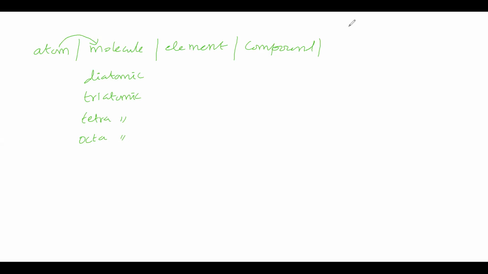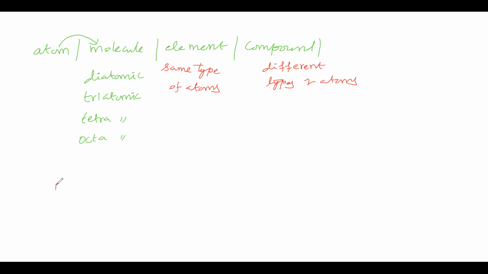Then element. What is an element? If the given substance contains the same type of atoms, then that substance is called an element. Compound means if the given substance contains different types of atoms, then that is called a compound. If the given substance contains the same type of atoms, then that is called an element.